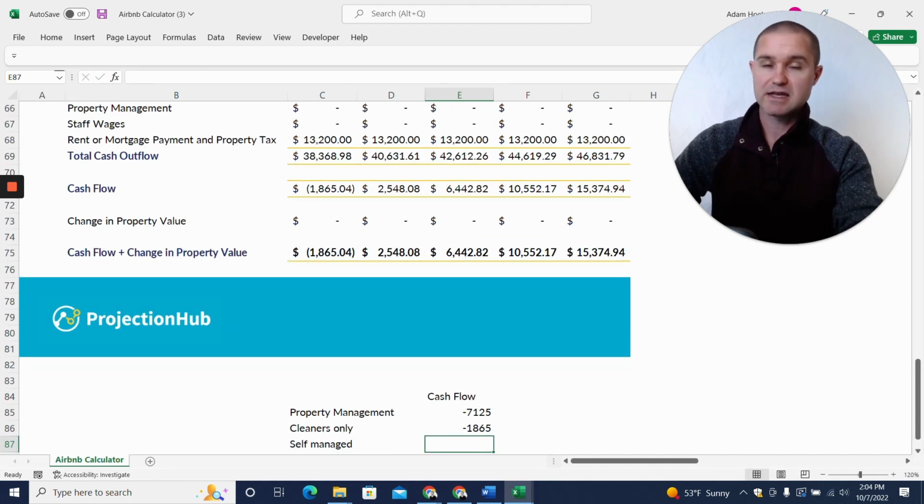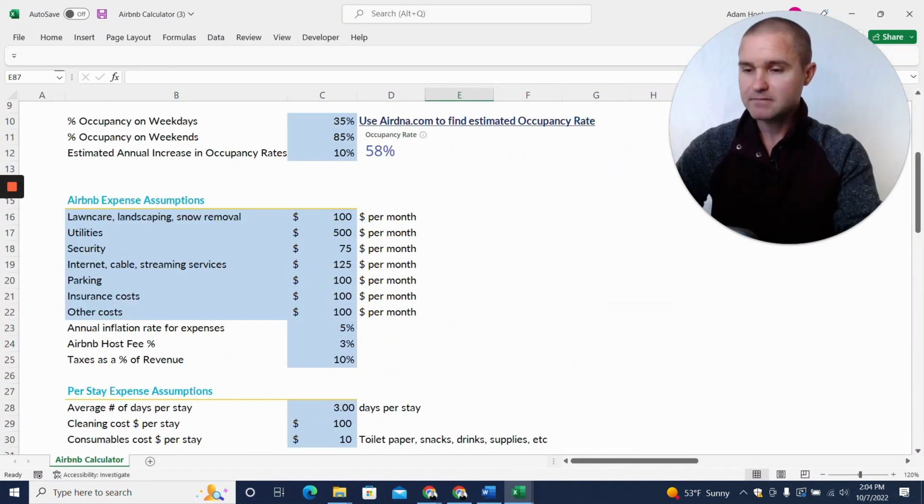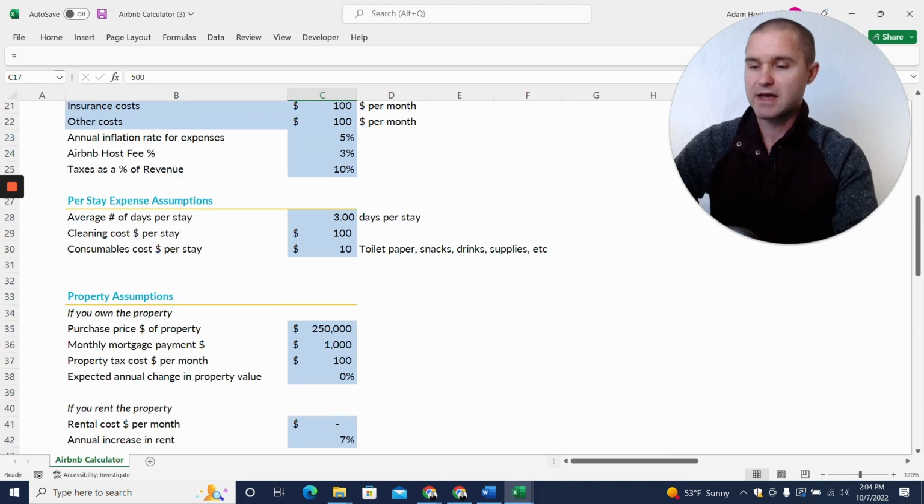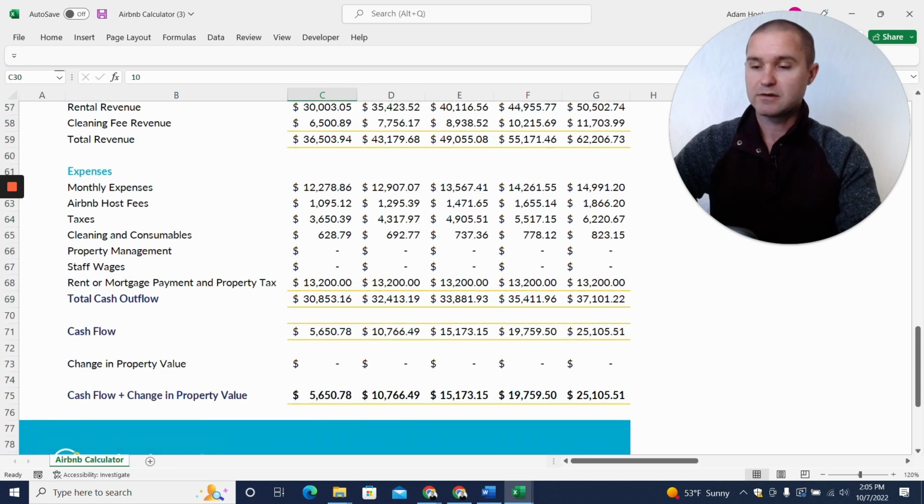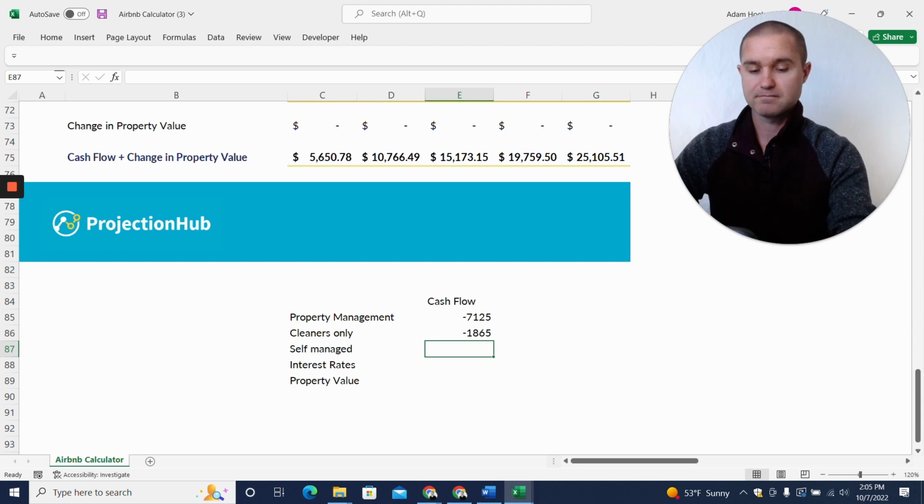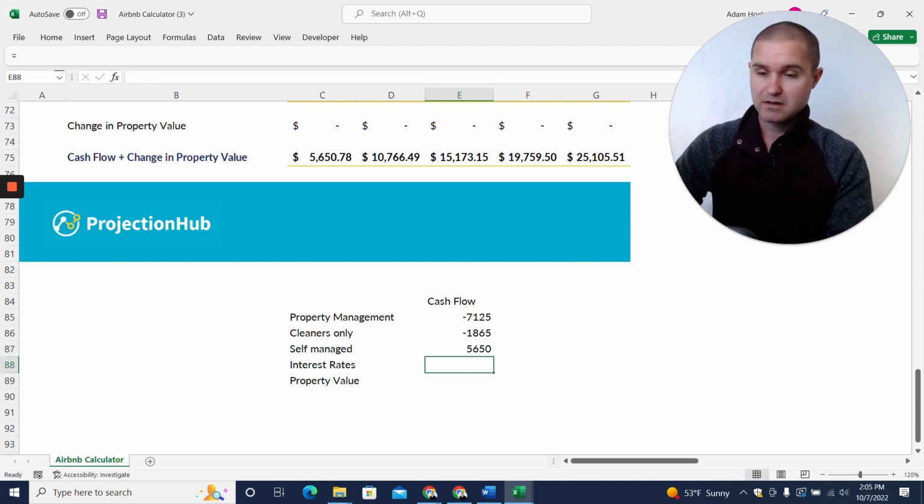All right, so now let's say we're going to self-manage the unit. We're going to do it all. So we'll take care of lawn care, landscaping, and snow removal, so we'll put 0 in for that. We'll take care of the cleaning, so we'll put in 0 for that. Now we come back down. Hey, and we have a nice cash flow, $5,600, $5,650. A positive cash flow when we're doing everything ourselves, okay?